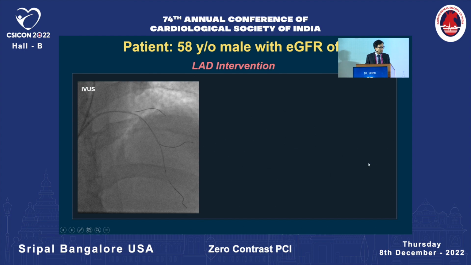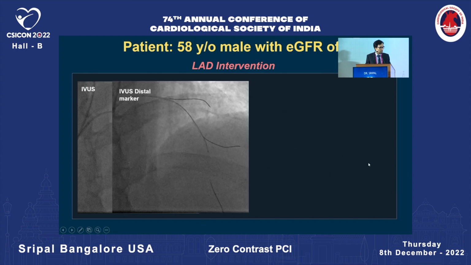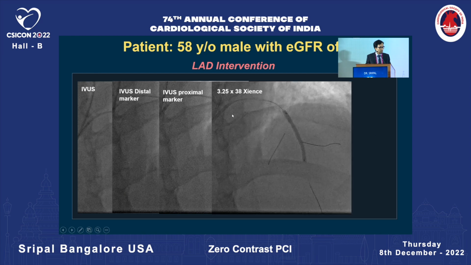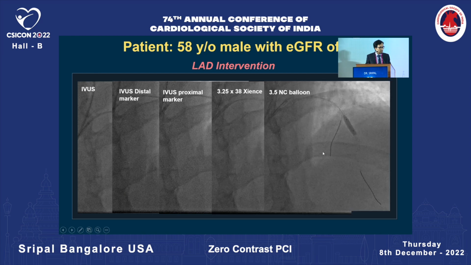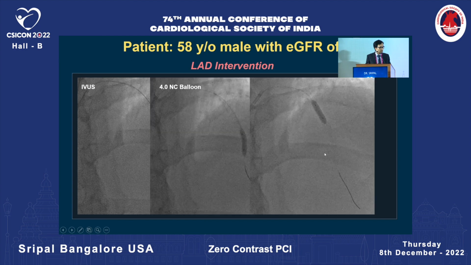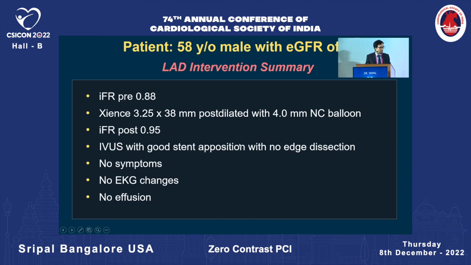Then an LAD intervention was done. I'll skip through some of these. This is IVUS marking the distal part where we need to land. IVUS also marking the proximal marker, deploying a stent, post-dilating, and repeat IVUS, further post-dilating. This was the summary of the LAD intervention. iFR pre was 0.88. We deployed a stent. iFR post was 0.95.